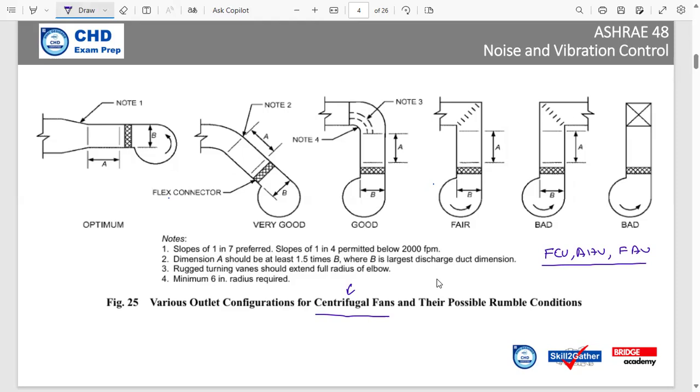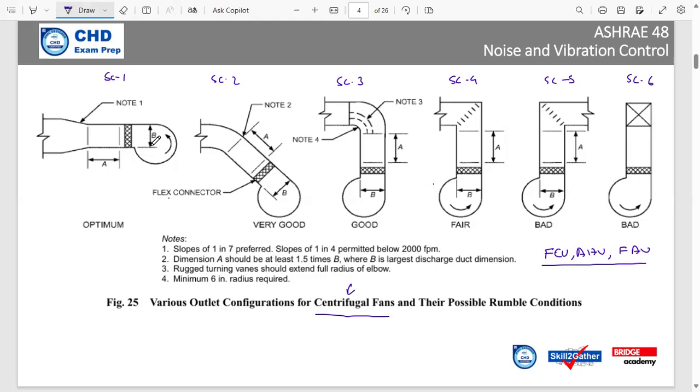Here we have a centrifugal fan. There are 6 scenarios here. Scenario number 1, scenario number 2, and scenario number 3 are the ideal scenarios. And scenario number 4, scenario number 5, and scenario number 6 are not recommended by me and also by ASHRAE. Okay, let's look at the optimum scenarios, scenarios 1, 2, 3. The first scenario, the optimum scenario, what is happening here?